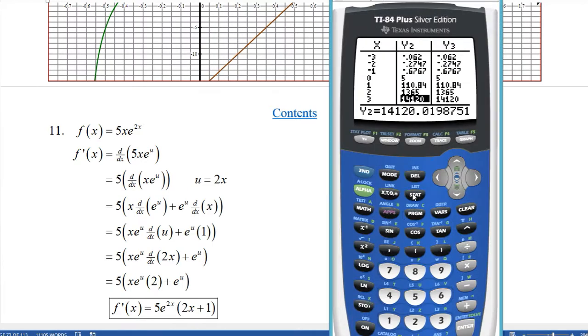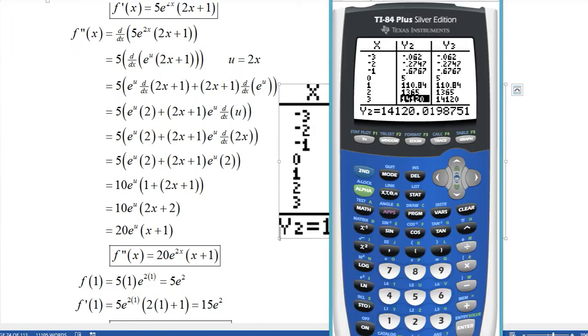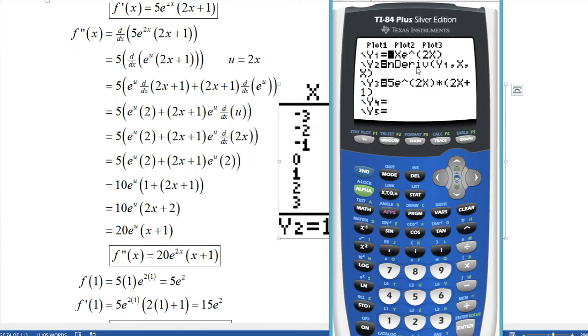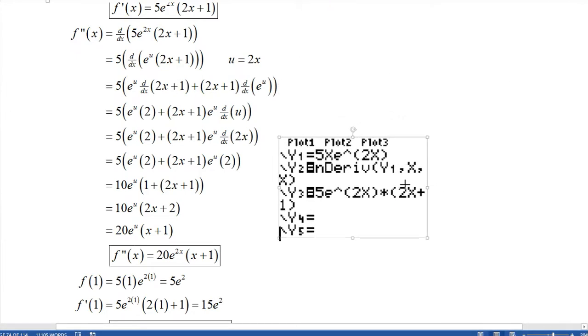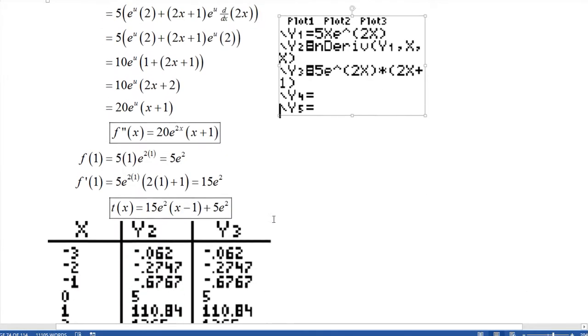Okay, I'm going to pull that over here and also pull this over here as well. Okay. So now let's take a look at the second derivative.